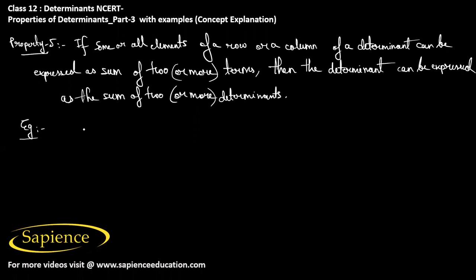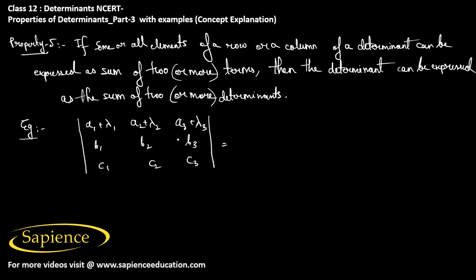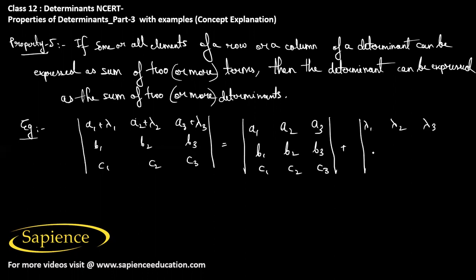So, for example, suppose I have the determinant of A1 plus lambda 1, A2 plus lambda 2, A3 plus lambda 3. Then here we have B1, B2, B3, and here we have C1, C2, C3. So here we see that every element in the first row has been expressed as a sum of two terms. So this determinant can also be expressed as a sum of two determinants like this: the determinant of A1, A2, A3, then B1, B2, B3, then C1, C2, C3, plus the determinant of lambda 1, lambda 2, lambda 3, then B1, B2, B3, then C1, C2, C3.